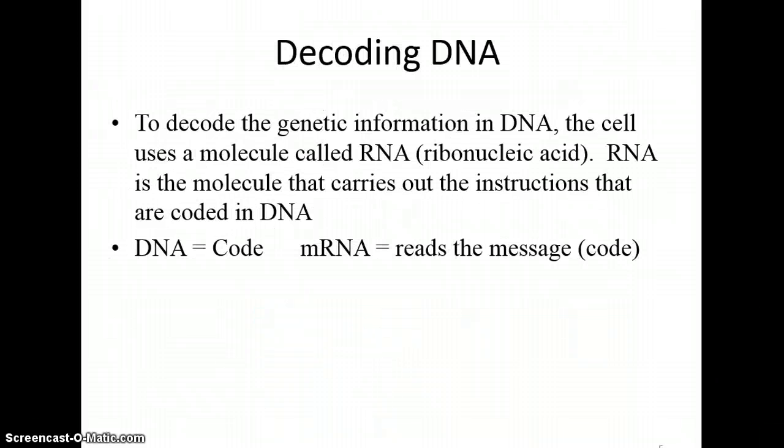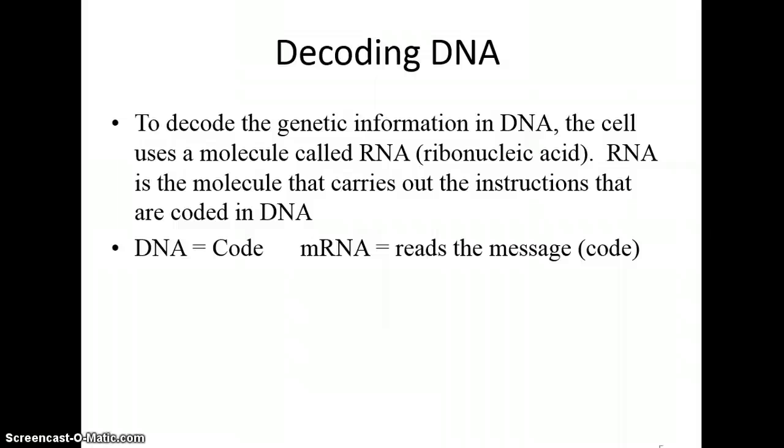To decode the genetic information in DNA, in other words, to read the genes and get the genes to do what they need to do, the cell uses a molecule called RNA, ribonucleic acid. In ribonucleic acid, the sugar is ribose. RNA is a molecule that carries out the instructions that are coded in DNA. So DNA has this code, A, T, G, G, C, G, A, whatever it may be, and then gives this code to the RNA, particularly the messenger RNA or mRNA, and it's called that because it is what reads the message.